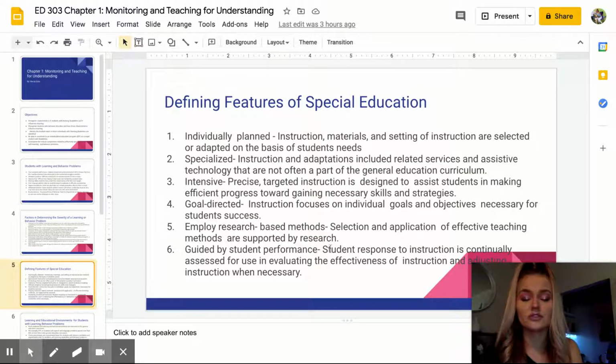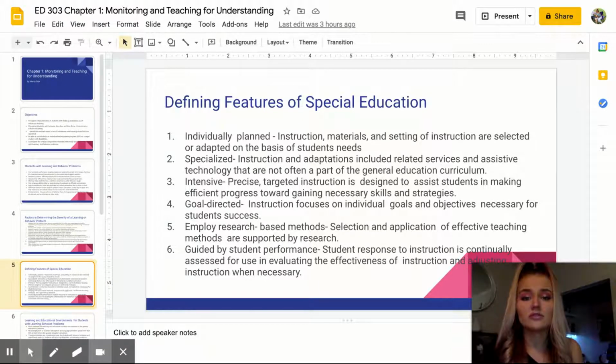Defining features of special education. Individually planned, specialized, intensive, goal-directed, employ research, and guided by student performance. These are the 6 different defining features of special education.